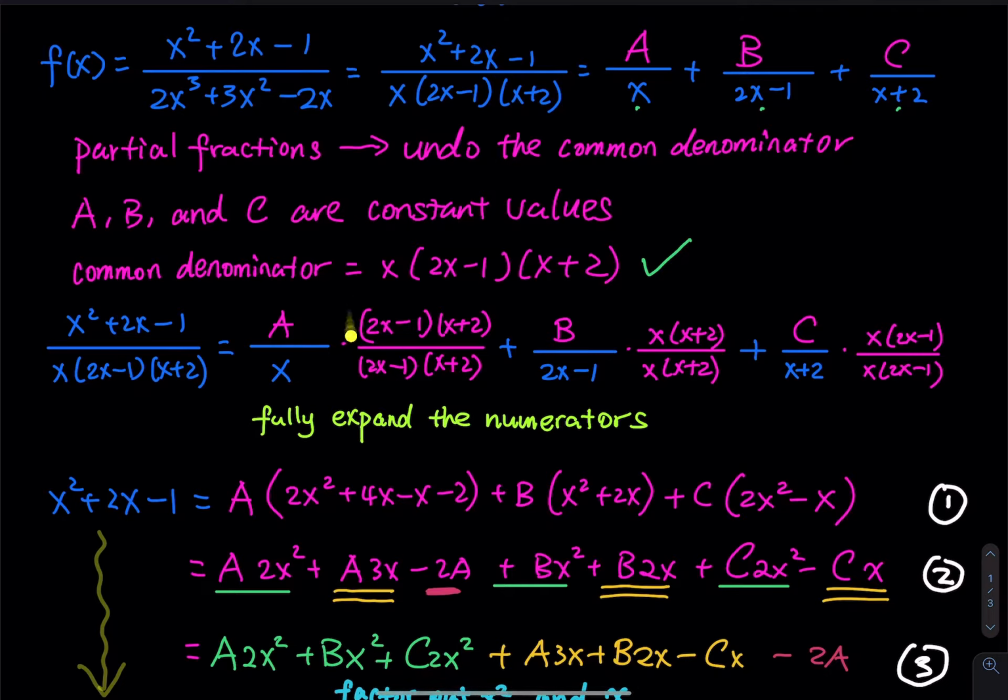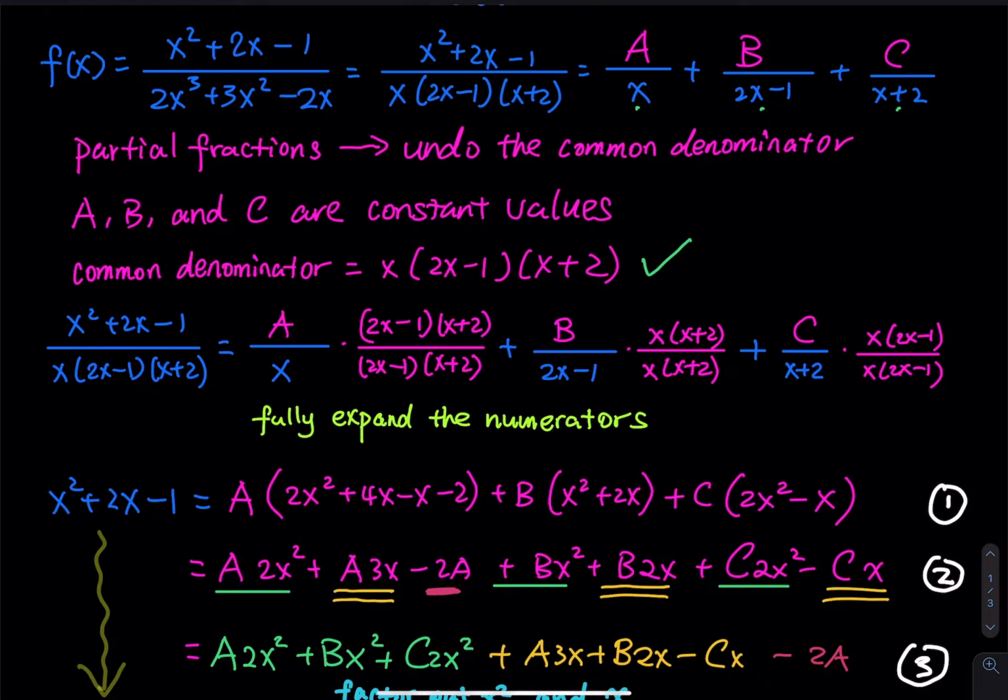So look at this. The common denominator, 2x minus 1 times x plus 2 divided by itself, is just equal to 1. A over x times 1 equals itself. I only changed the outlook of the fraction. I didn't change the problem.